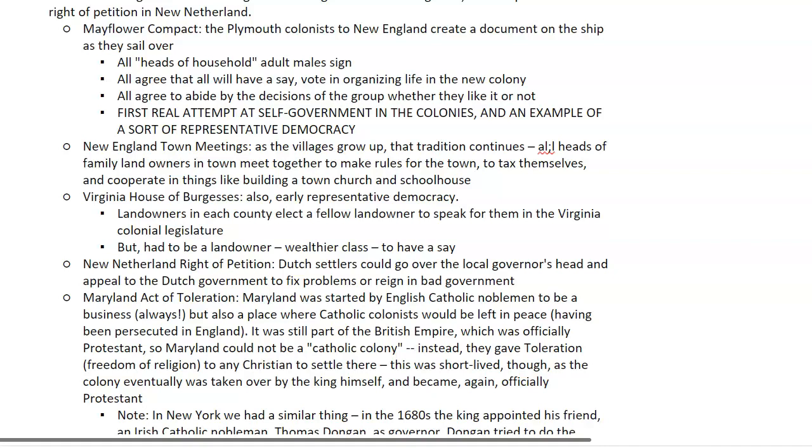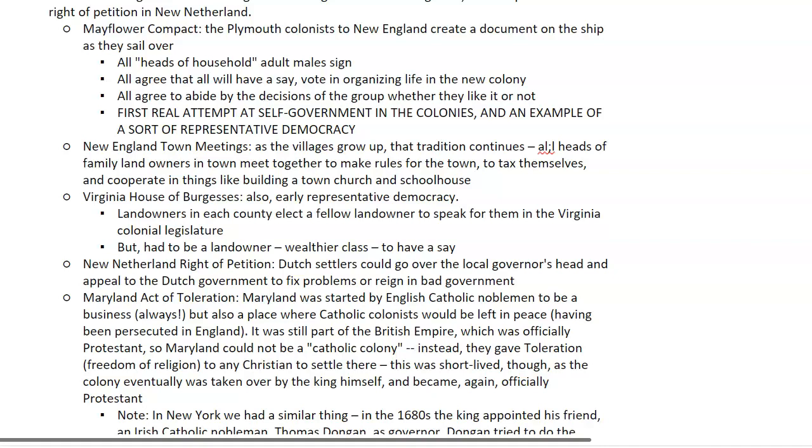A compact is a kind of contract. All the heads of the households, these were families mostly, sign this thing. They all agree that all of them will have a say, a vote in organizing life in the new colony. So all of the heads of the families will get to have a say in what rules they make. But once those rules are made, they all agree to abide by those decisions whether they like it or not. So if you vote on something and the majority of people vote yes and you voted no, you are committing yourself to go along with the rule anyway. Otherwise, we just have a chaotic system.